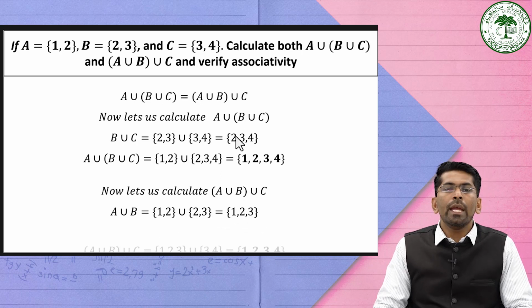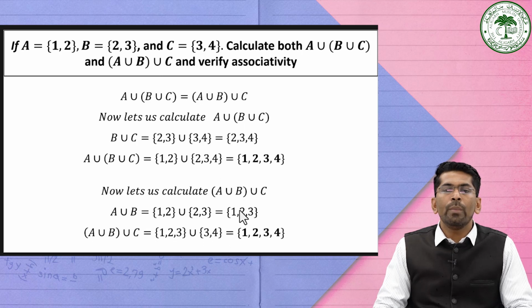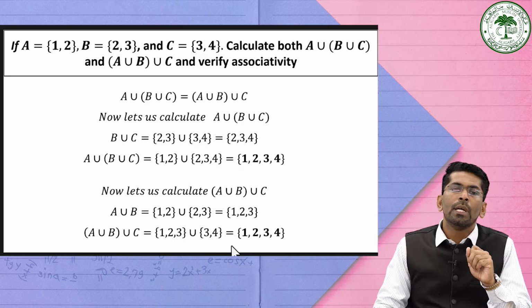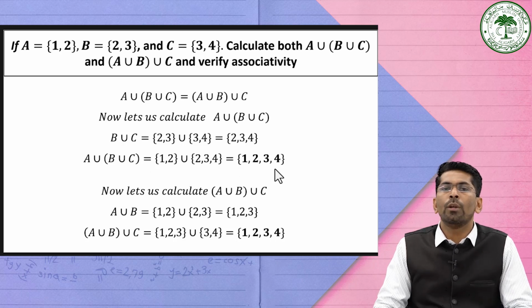Then A union B union C. A union B, which we have already estimated, is {1, 2, 3} union C, which is {3, 4}. So {1, 2, 3} union {3, 4} is {1, 2, 3}. 3 is repeated, so we consider it only once. Then we have 4 also. So A union B union C is equal to {1, 2, 3, 4}. Here also A union B union C is equal to {1, 2, 3, 4}.